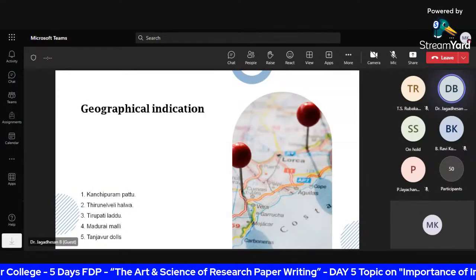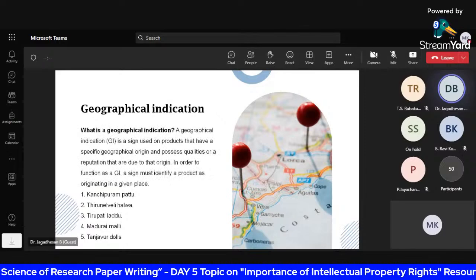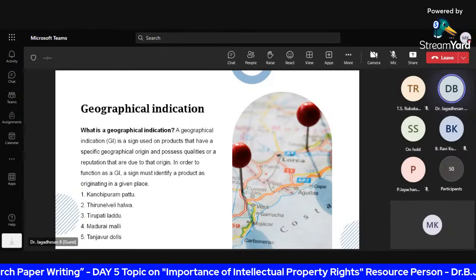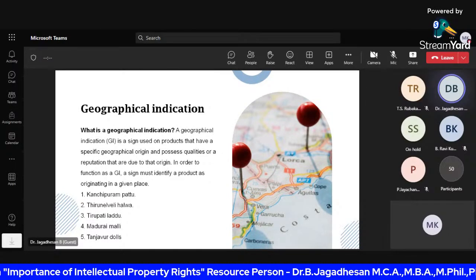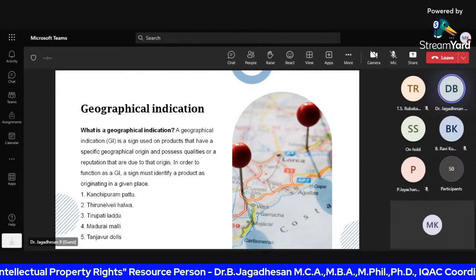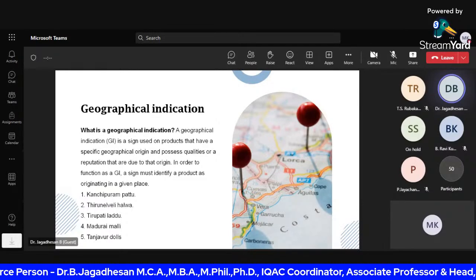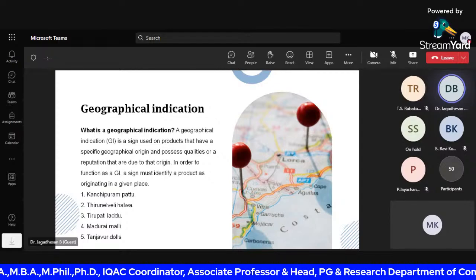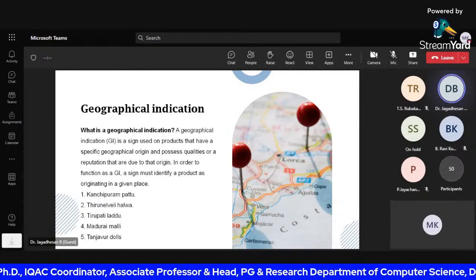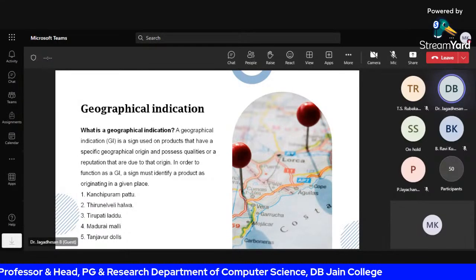And the next one is geographical indication. What is meant by geographical indication? Different kinds of products, different kinds of things will be available in different markets, different areas. You can buy a particular product in Delhi or Bangalore or Chennai or Trivandrum or Jammu Kashmir. That is not an issue. But the particular product, the particular item, belongs to a particular area. That is based on the GI.